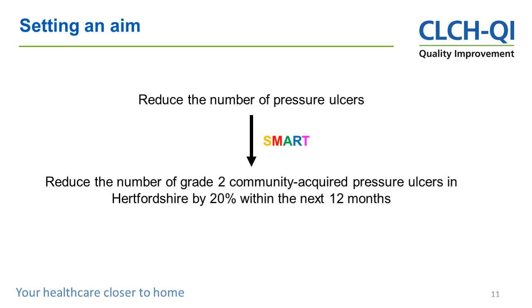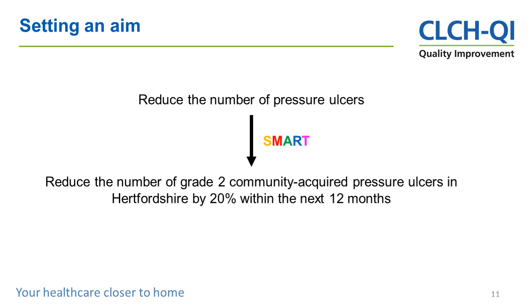So we've been much more specific there, because we're now not just looking at all pressure ulcers, but we're looking at a certain type of, or certain severity of pressure ulcers. We've said that we're going to look at it in Hertfordshire, so we've said where. We've said by 20%, so by how much, and within the next 12 months. We've set ourselves a time frame by when. So a very short and snappy sentence that provides a lot more context and detail than the previous one.